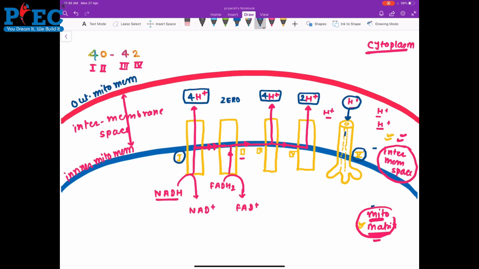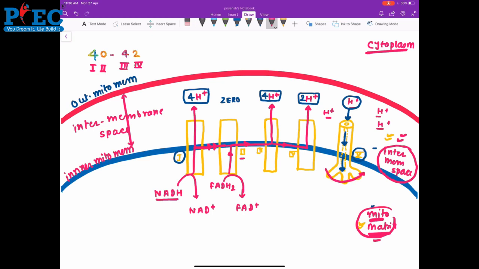Now because there is a very high concentration gradient, they will come with a very great speed. As they come with a very great speed, because of this speed, this complex 5 will move. Why does complex 5 move? Because it has a fan-like structure, so it starts the rotation.